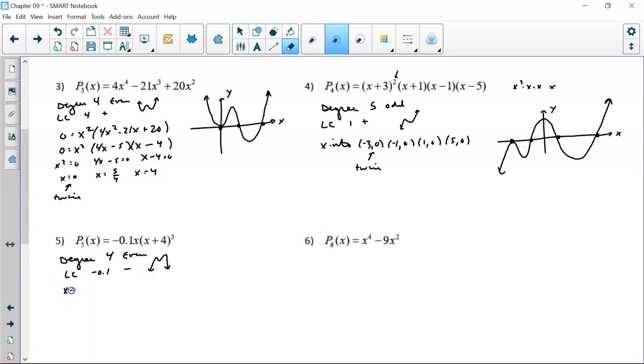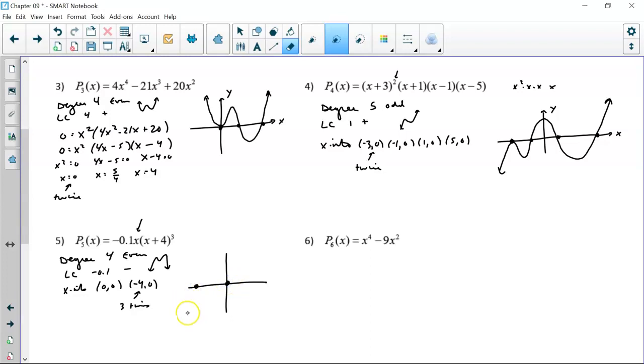Now our x-intercepts, for the first one, it's a 0. So it's at 0, 0. And for the next one, it's going to be at negative 4, 0. And that's 3 times. Because that's an odd multiplicity, it's going to go through. So here's 0, 0. Here's negative 4, 0.